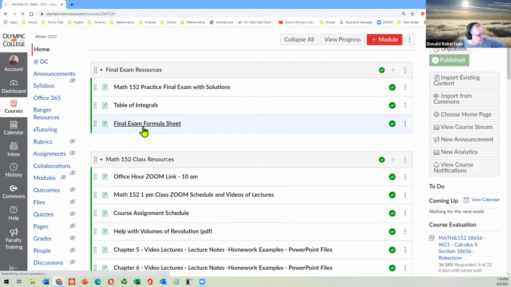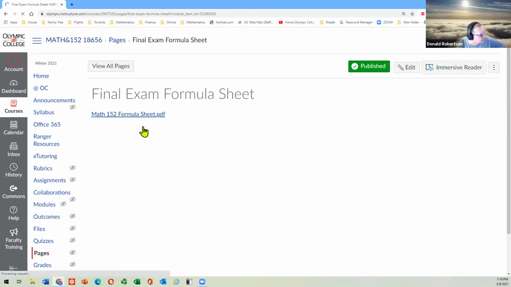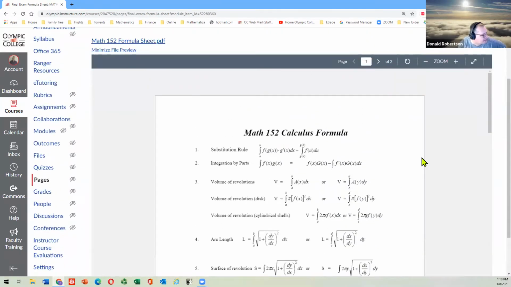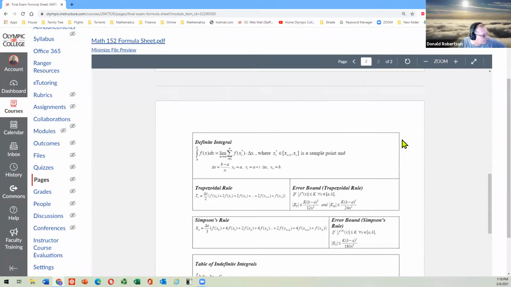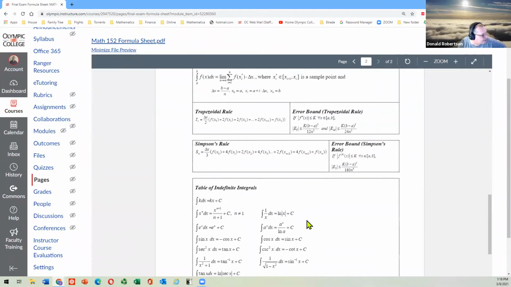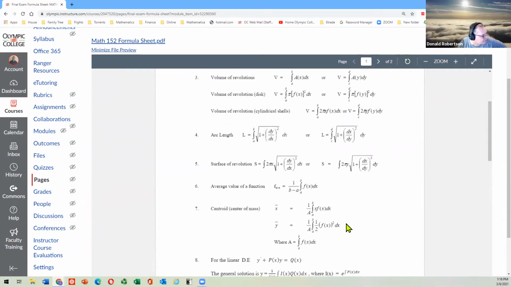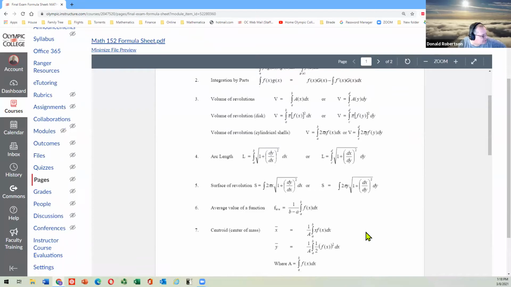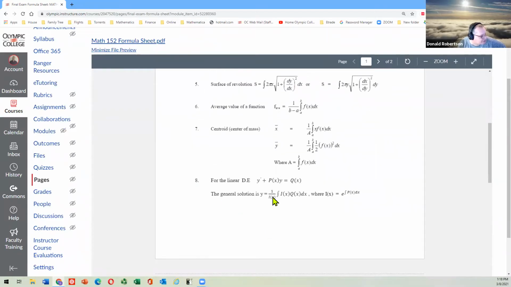This here is the final exam. Click on it, there we go, it should kick in. Oh, have I not set it up to be auto preview? Oh, good. And here are some of the formulas that we have used and some of the standard integrals that we have used. Right. Actually, this guy number 8 is what we're going to be doing in about 5 minutes from now, probably.